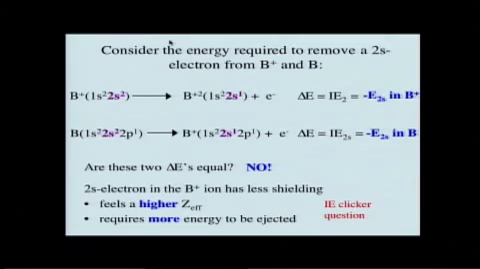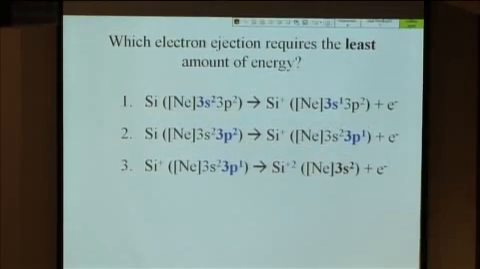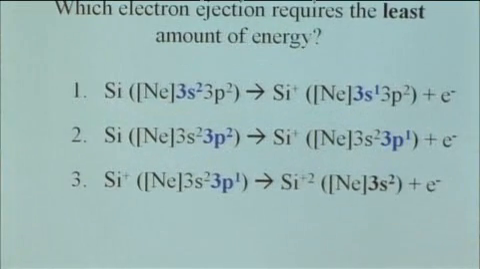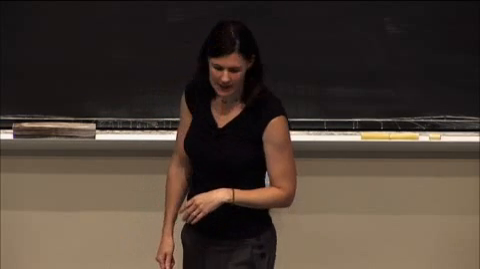So let's make sure everyone has this down. Let's do another clicker question here. In this case, we're going to look at silicon, and you can point out to me which requires the least amount of energy, so which has the smallest energy that you have to put in to eject this electron. Will it be if you take a 3s electron from neutral silicon, if you take a 3p electron from the neutral atom, or if you take a 3p from the ion? So this you should be able to know pretty quickly, so let's just take 10 seconds here.